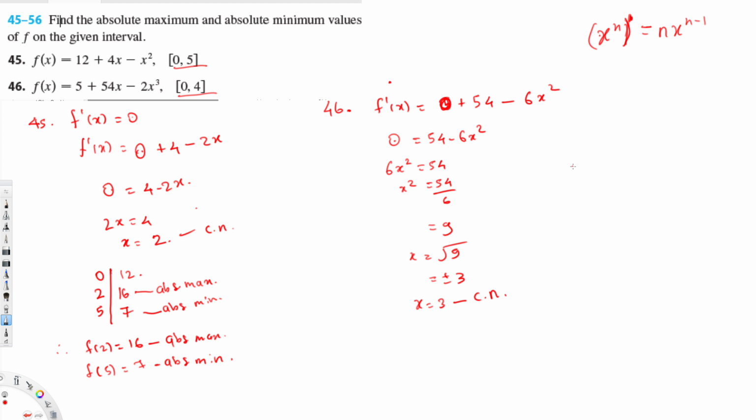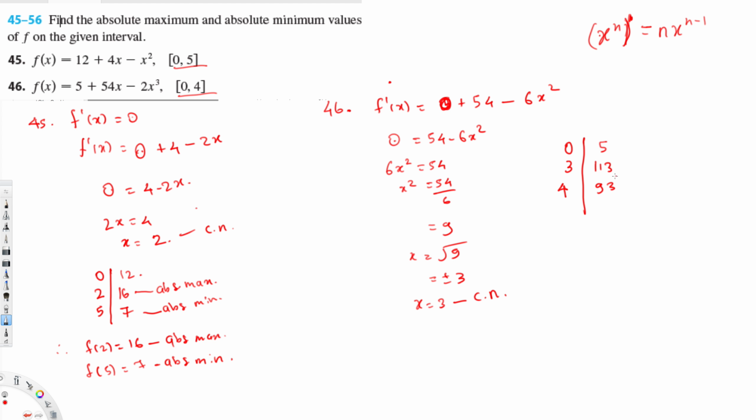Whatever the highest value is going to be my absolute maximum, and whatever the lowest value is going to be my absolute minimum. So let's list all the values from top to bottom. I have 0 as my lowest number, 3 as my second, and 4 as my third. If I apply 0 to this equation, 5 plus 0 minus 0 is going to be 5. Then if I apply 3, I will get 113, and if I apply 4, I will get 93.